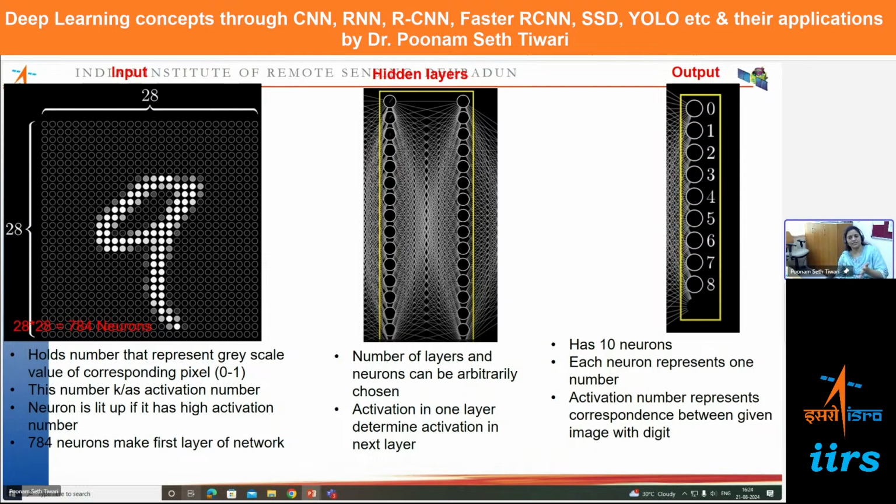Now next we should look at the output. Output will have 10 neurons. Sorry, 9 is black in color, so it's not seen here. It has 10 neurons. Each neuron represents one number. The activation number represents the correspondence between the given image and the digit, and in between we have hidden layers. The number of layers and neurons can be arbitrarily chosen. Activation in one layer determines the activation in the next layer.